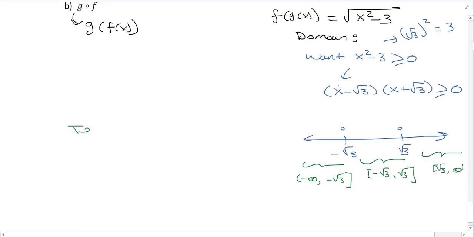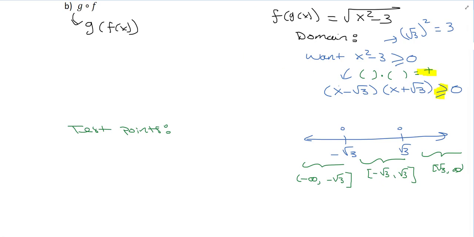So when you pick your test points, right, we're trying to check, we want the product to be positive. So we want whatever x minus root 3 is times whatever x plus root 3 is to be positive. So that's what the greater than or equal to is telling us. We're looking for positive products. So what is negative root 3? So I know that negative root 4 is negative 2. So that gives me an idea.